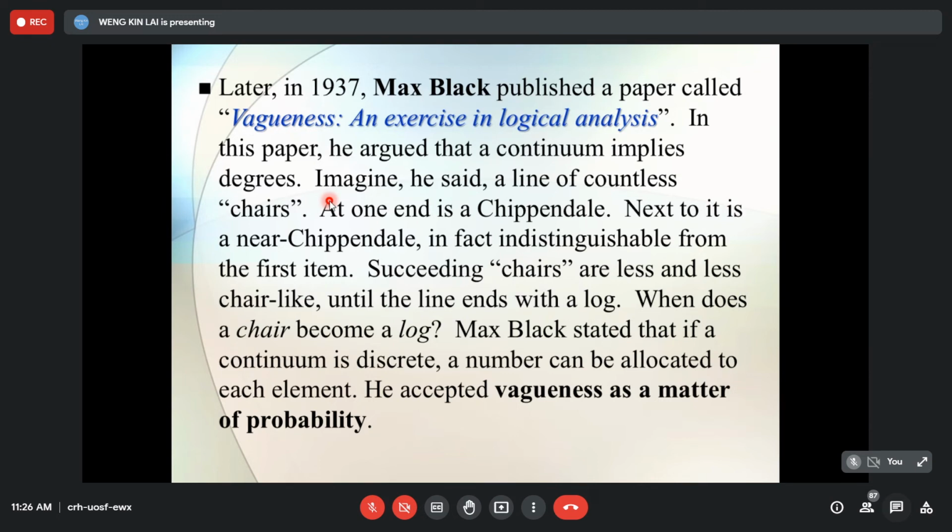Then next to this, notice we use the word "near" here. It's very similar to Chippendale, or near Chippendale. In fact, indistinguishable from the first item. Indistinguishable. That means that if you look at it, you cannot even say that it's not a Chippendale unless you're really expert.